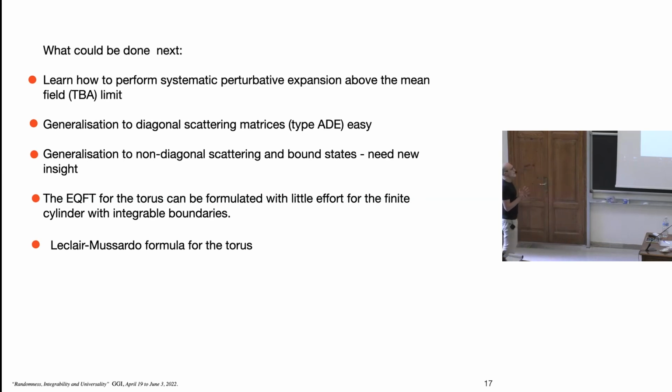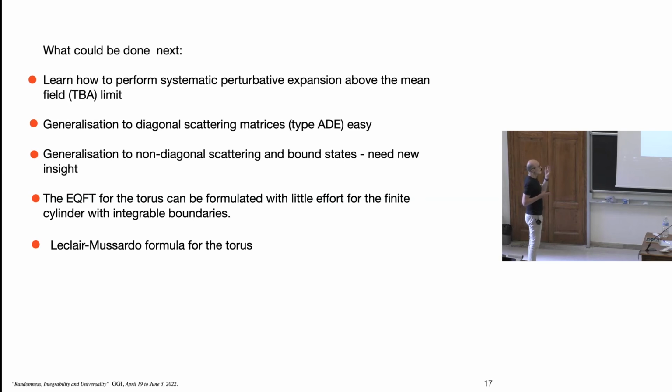And well, if it's possible to generalize this procedure to the non-abelian case, then it would be a good alternative to the standard computations using TBA. So what can be done is you can use this effective field theory to compute the exponential corrections to the TBA results. This is relatively simple.